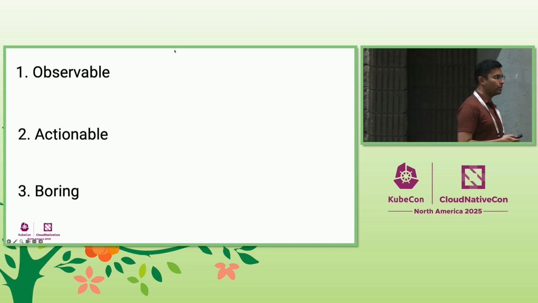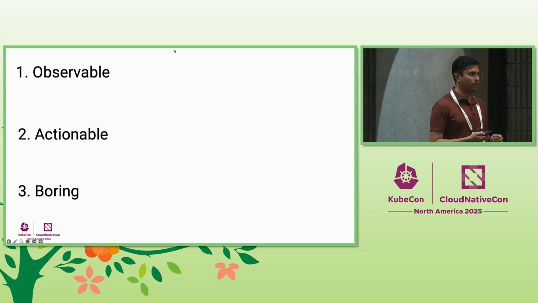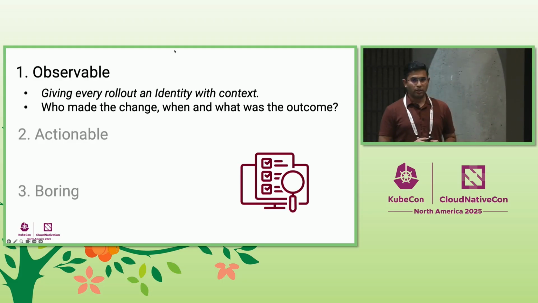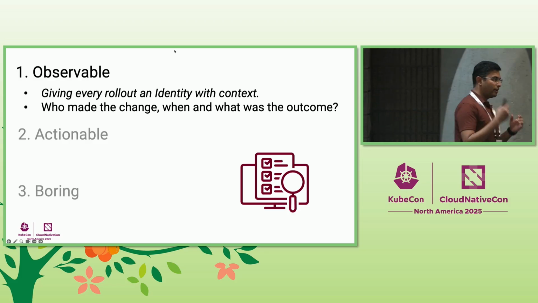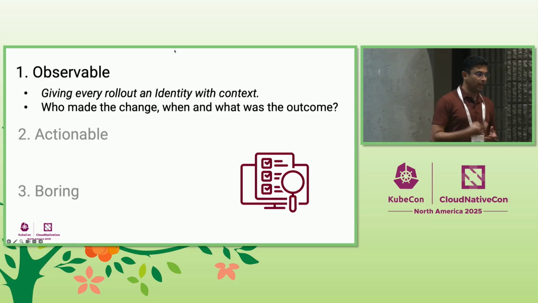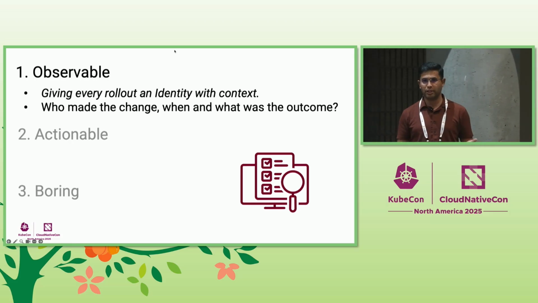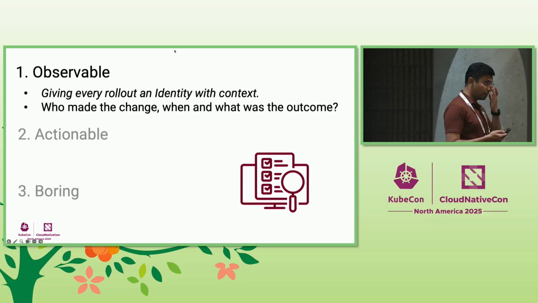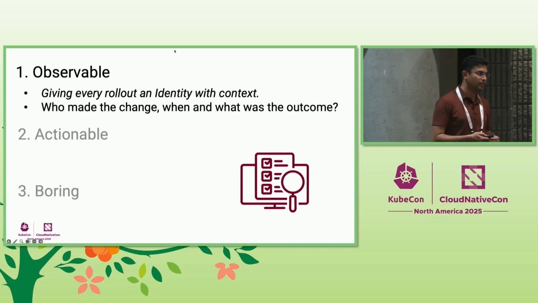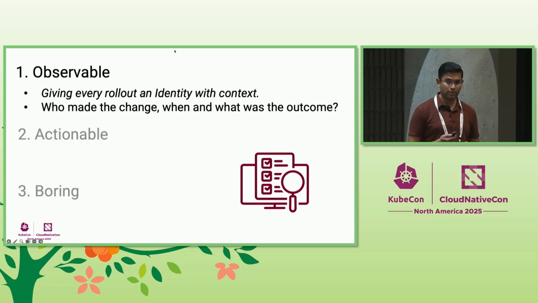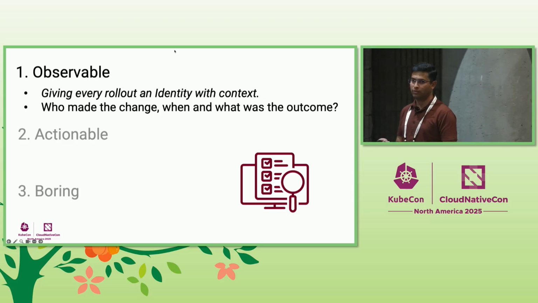Let's dive into how we make application rollouts observable. Making application rollouts observable really means that we give every rollout, or every change, an identity with context that removes any ambiguity about what the change is about. Essentially, it's about answering these questions. Who made the change? What was the change about? And when was the change made? And what was the outcome of that change?